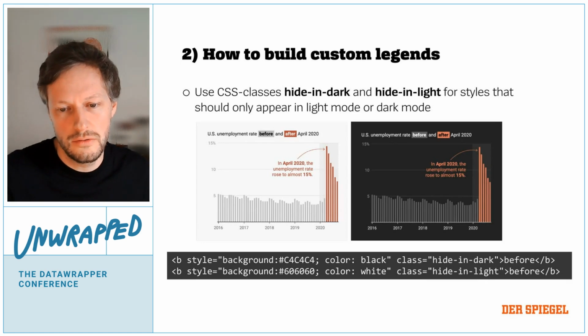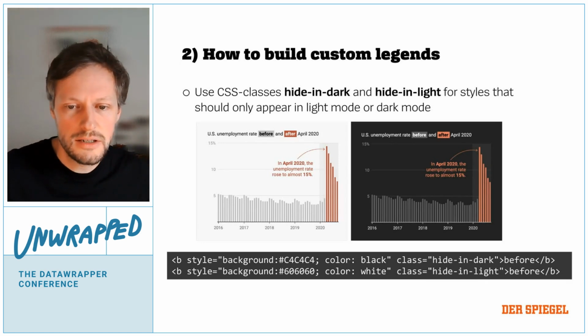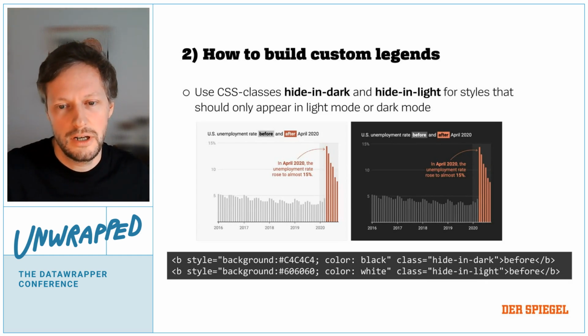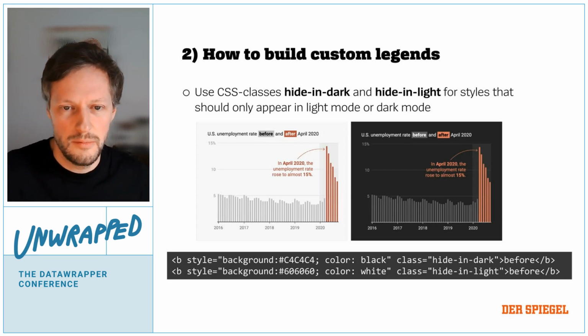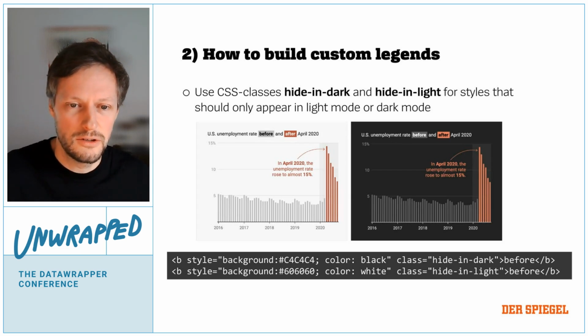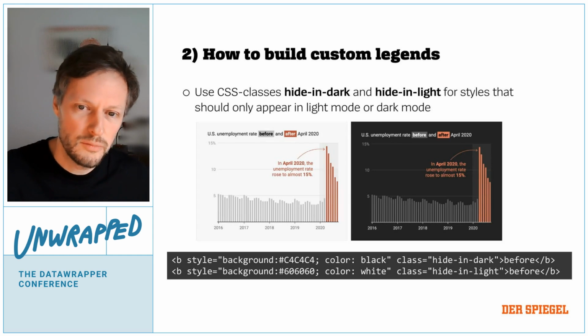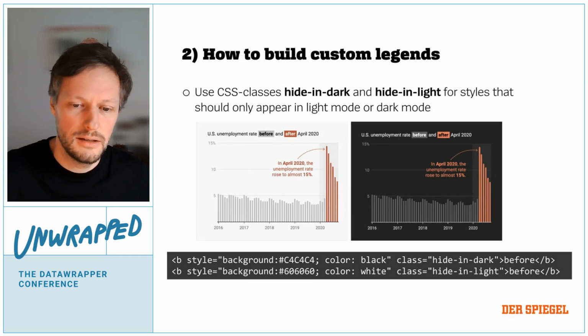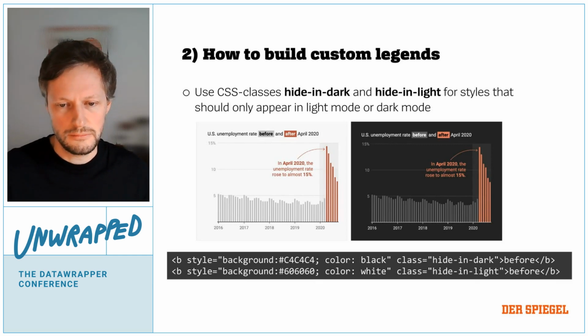So if you're using HTML symbols and colors and the like in CSS styles, make sure to check your dark mode if you're using it, and make sure the colors are not only translated in the correct way in the chart, but also in your HTML or in your CSS styled legend or subline.